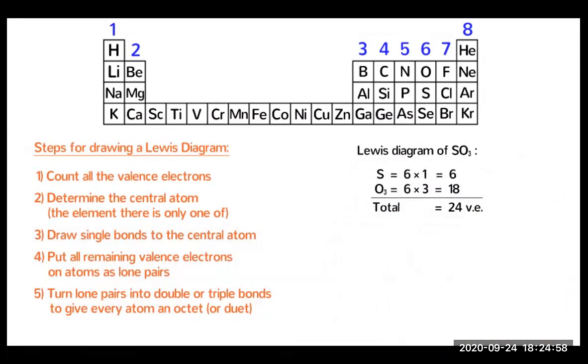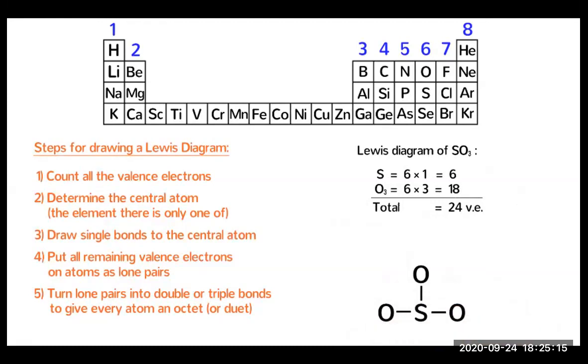Step 2. Determine the central atom. This time, sulfur is the central atom because there is only one sulfur in the molecule. We write sulfur in the middle with the 3 oxygen atoms all around it. Step 3. Draw single bonds to the central atom.